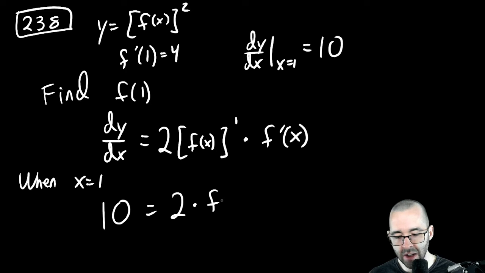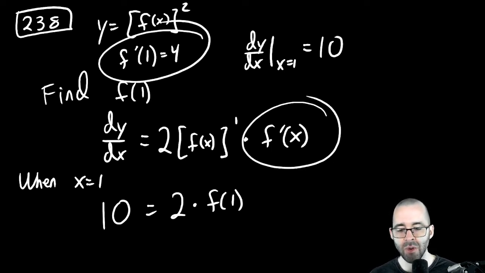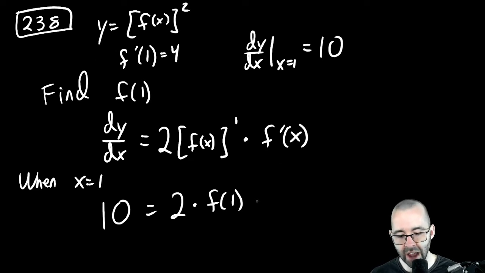When x is equal to 1, I don't know what f of x is, but I know it's the function evaluated at 1. And when x is 1, the derivative is 4 of f.